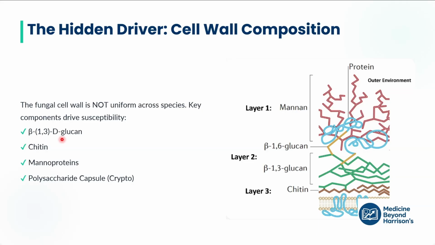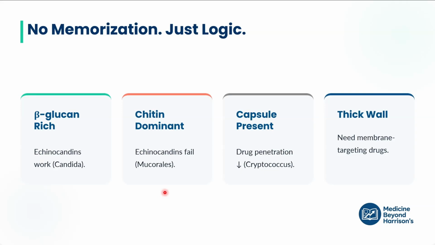So the wall is basically made up of beta 1,3-D glucan, chitin, other mannoproteins and a polysaccharide capsule. Especially for Cryptococcus, this polysaccharide capsule is very important, because of which only amphotericin B can be used for this. So no memorization, just logic.